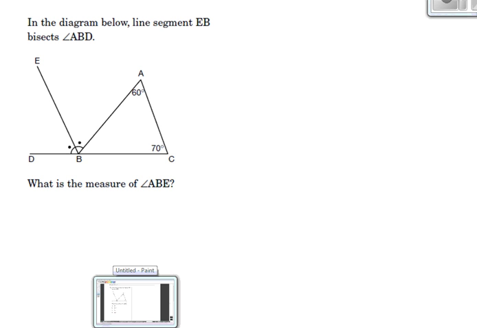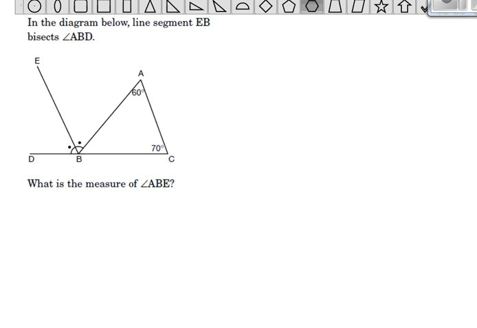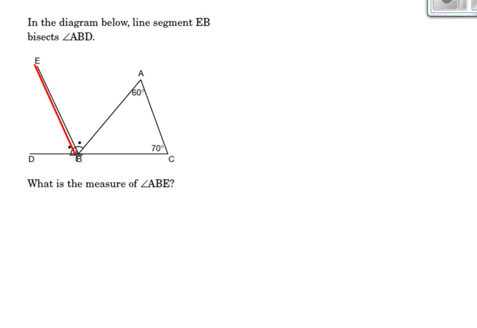Next question. In the diagram below, line segment EB bisects angle ABD. So here's angle ABD, and that red line bisects it. What that means is that it cuts it into two even angles. You can tell that because this dot and this dot tell me that I have the same angle. So whatever it is, let's call it angle X.